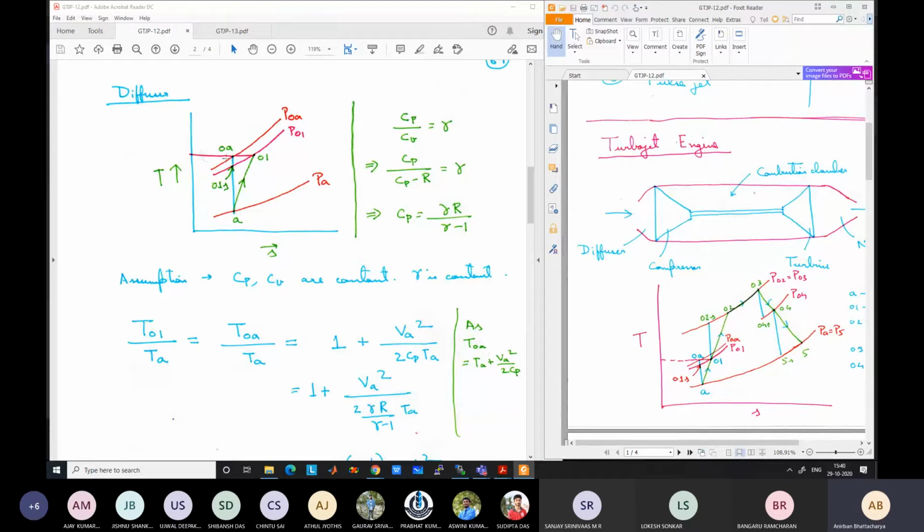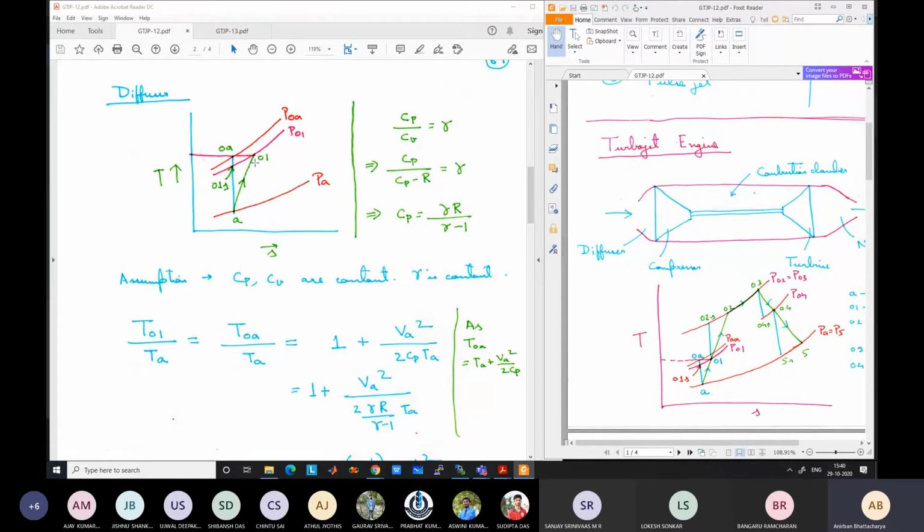So TA plus VA square by 2 Cp is T0A. Similarly, you can find P0A by PA is equal to T0A by TA to the power gamma by gamma minus 1, using isentropic relation. So these are the stagnation conditions at the inlet. HA and H0A also, if you use Cp into T, so CpTA and CpT0A. So H0A is equal to HA plus VA square by 2. So this is the stagnation condition at the inlet.